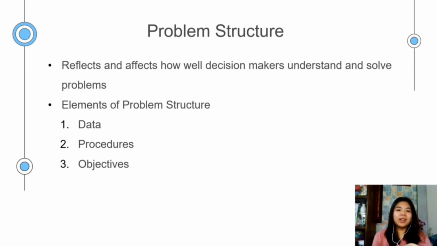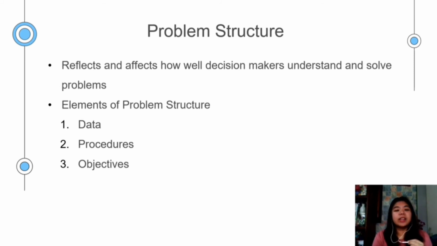Good day, everyone. I am Unique Luis Gail Napre from BSMA 24, and I will continue discussing about the management reporting system. So another factor that would influence the management reporting system is the problem structure. The problem structure reflects and affects how well decision makers understand and solve the problems.